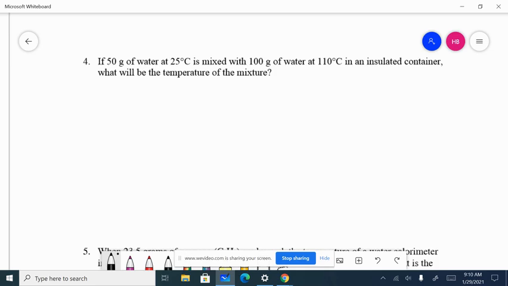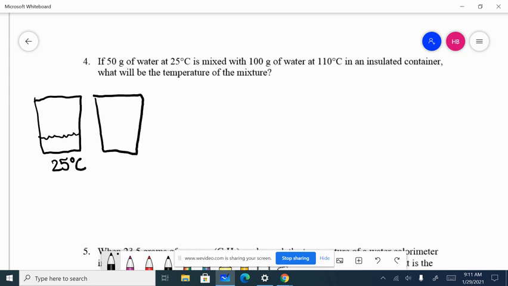If 50 grams of water at 25 degrees Celsius is mixed with 100 grams of water at 110 degrees Celsius in an insulated container, what will be the temperature of the mixture? Well, I'm going to explain something to you because this might be a multiple choice question on the AP exam. So you have 50 grams of water in one container at 25 degrees Celsius. And you have 100 grams of water at 110 degrees Celsius.